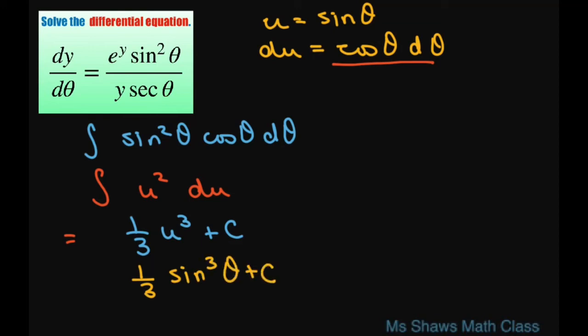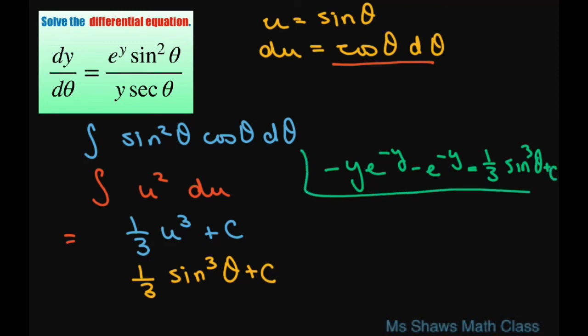So your final answer is going to be the left-hand side, which was negative y e to the power of negative y minus e to the power of negative y equals 1/3 sine cubed of theta plus c. So that's your final answer. We cannot solve explicitly for y, so we just have to leave our y separated out like that.